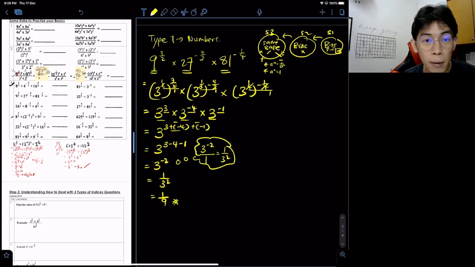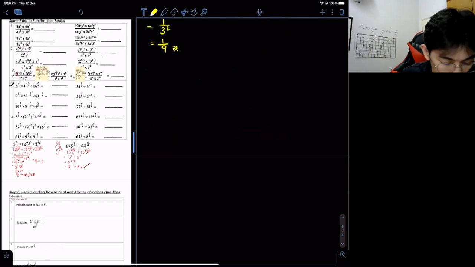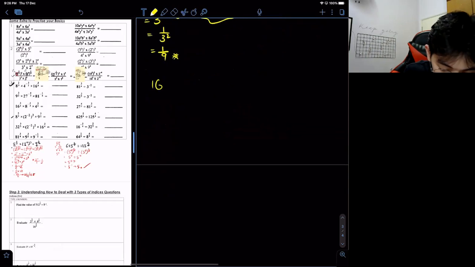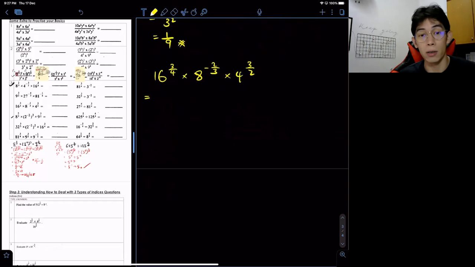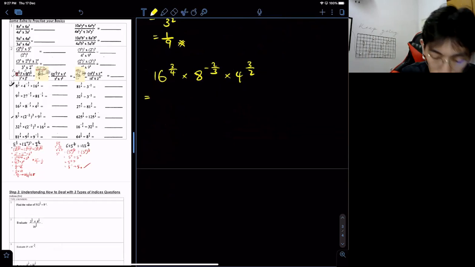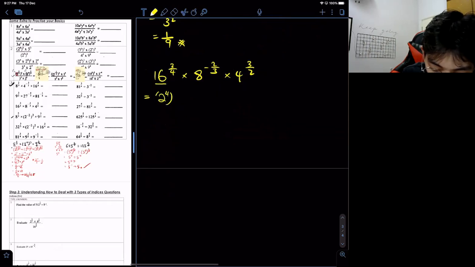Okay, now everyone, the next question comes in. The next question being 16 power 3 over 4 times with 8 power negative 2 over 3, and times with 4 power 3 over 2. Okay, I'll make it faster now. So the next one, 16 going to be 2 power 4, 3 over 4. 8 going to be 2 power 3. You see, I know all these things already.